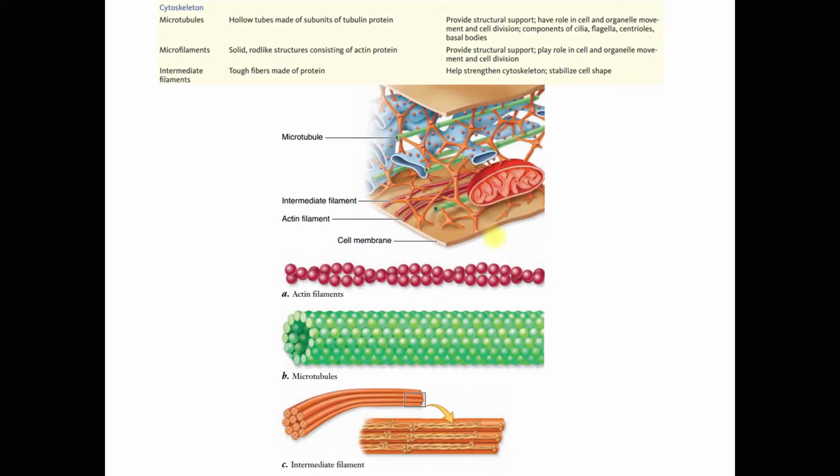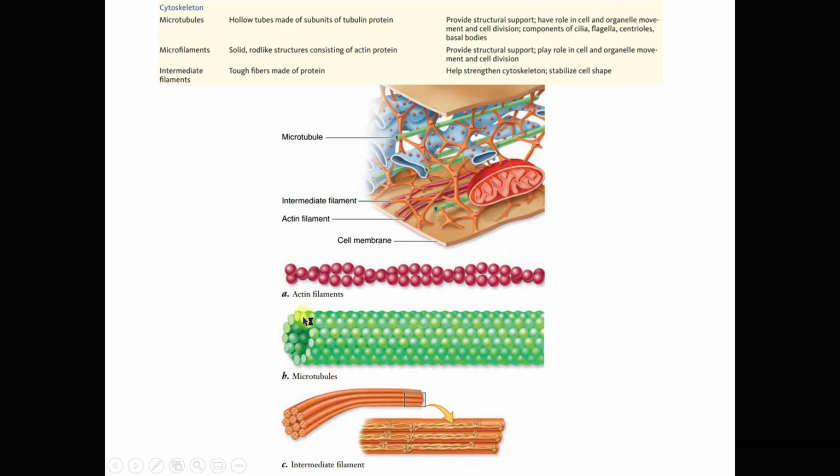Okay, next we have the cytoskeleton, which is the cytoplasm of the cells. Mainly it is formed from the cytoskeleton. And when it comes to cytoskeletons, there are three components. We have the microtubules, we have the microfilaments, and this is the intermediate filament.